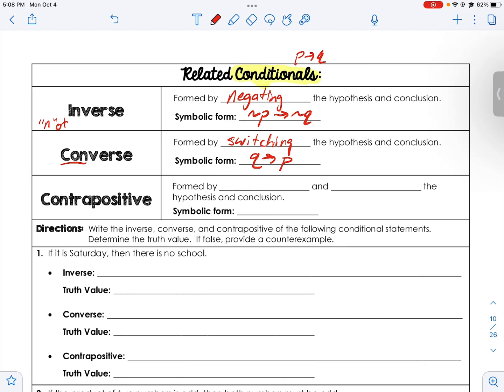And then the last one is a contrapositive. And they both have con, but contrapositive is a way longer word. It's got a lot more stuff in it. Contra means like the other side, positive. Like the other side of positive is negative, and there's a whole bunch of stuff. So it's actually doing both inversing and conversing. So it is formed by negating and switching the hypothesis and the conclusion. So it's going to be not Q, then not P. Okay.